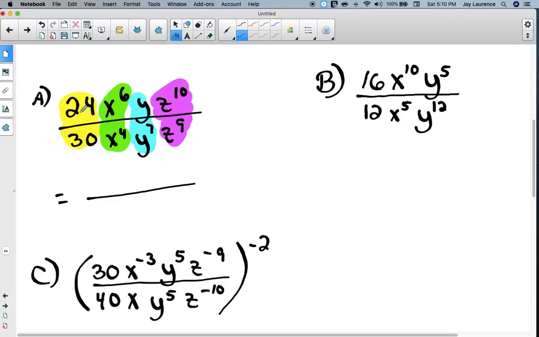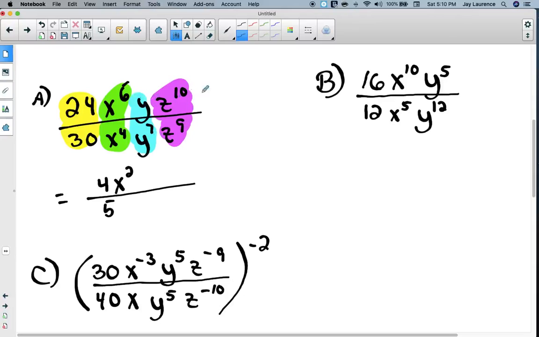All right, so I'm looking for the GCF of 24 and 30. I think it's 6. So if I divide, I'm going to get 4/5, right? Now I've got x to the sixth over x to the fourth. There's going to be 6 x's in the numerator, 4 in the denominator. They're going to cancel. The leftovers are going to be in the numerator. It's going to be an x squared. Yeah, there's going to be x times x left in the numerator.